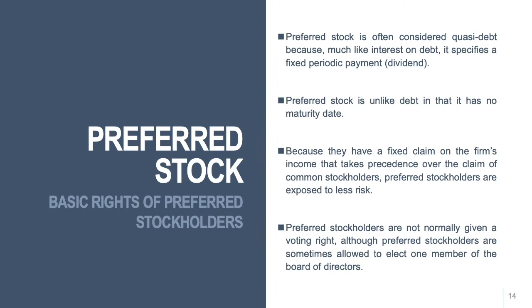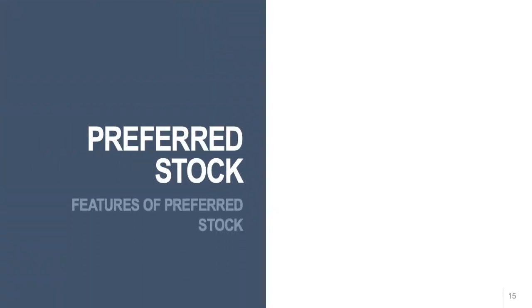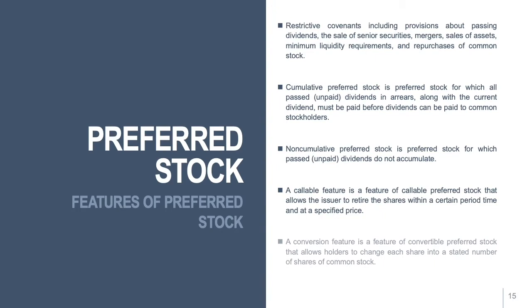Some other features of preferred stock. First, preferred stock has restrictive covenants, including provisions about passing dividends, the sale of senior securities, mergers, sales of assets, minimum liquidity requirements, and repurchase of common stock. Cumulative preferred stock is preferred stock for which all past or unpaid dividends in arrears, along with the current dividends, must be paid before dividends can be paid to the common stockholders. Non-cumulative preferred stock is preferred stock for which past unpaid dividends do not accumulate.